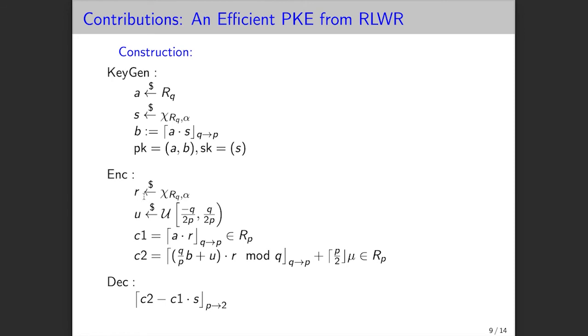In the encryption, instead of sampling an R here, which is also sampled in RLWR-based encryptions, we also sample a uniform element from minus Q over 2P to Q over 2P, which is different from the previous schemes, and this is a uniform error. Then we compute C1 as an RLWR sample, A times R, rounded to P. Our second ciphertext C2 is computed by Q over P times B. Now B belongs to R_P because we rounded to P, plus a U. Then we multiply by R, compute mod Q and round to P, and then add our encoding of the message. The decryption algorithm is very similar to the previous schemes.